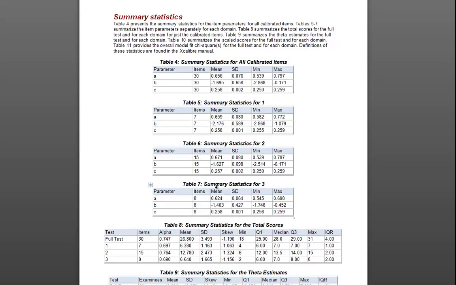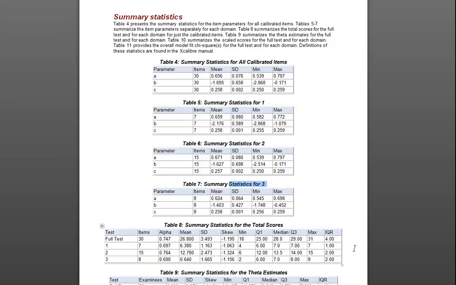The report then gets into actual output regarding the item response theory analysis. You can see in table 4 it provides summary statistics for all the calibrated items, and in this case there were 30 calibrated items, which had a mean A parameter of 0.656, a mean B parameter of minus 1.695, which is pretty easy, and a mean C parameter of 0.258, which is not surprising because this is 4-option multiple choice data. It then provides the same statistics for domain 1, domain 2, and domain 3.